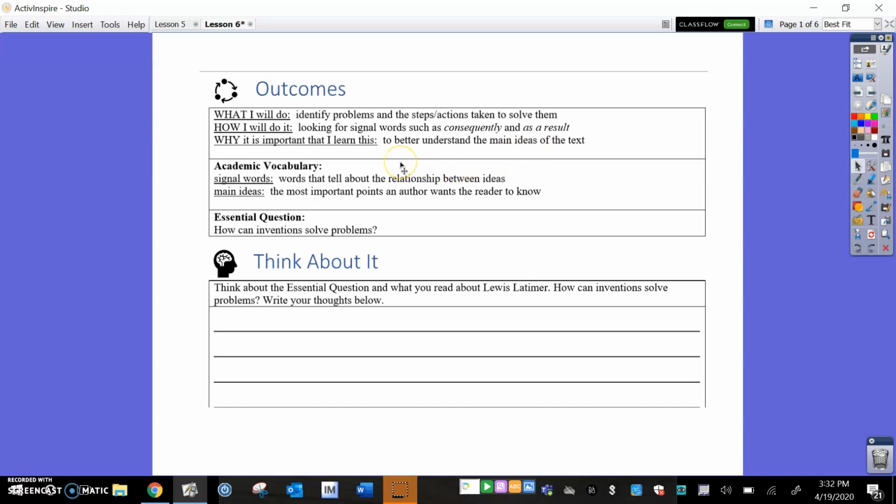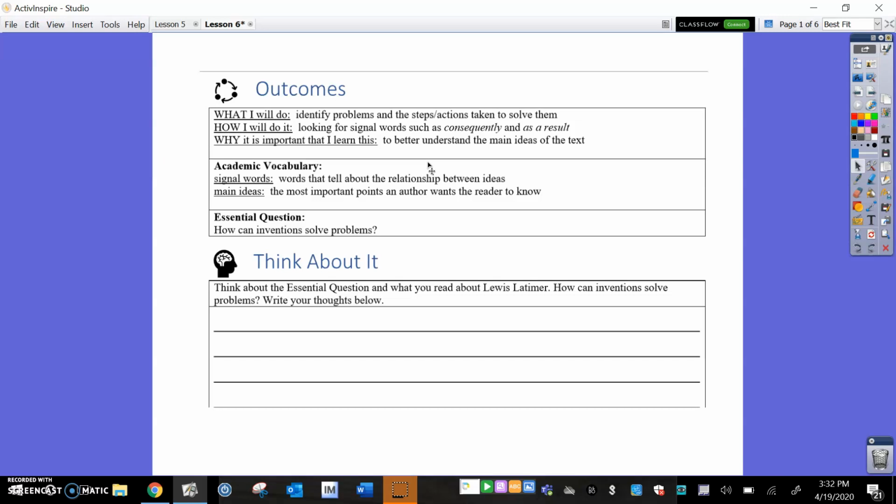And the reason why we're doing this is to better understand the main idea of the text. So if we know the problem and solution, kind of like the cause and effect, then we kind of understand the story a little bit better. So we already learned about cause and effect. So this is very similar. Now, the only difference is with problem and solution, we have a definite problem where we don't really know how it's going to be solved.